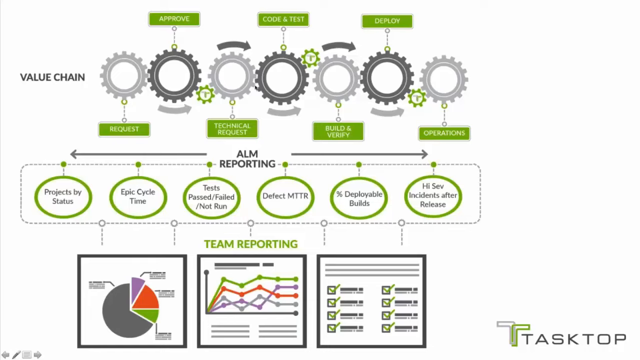And what that's going to do is allow us to start to identify where the bottlenecks are. Are we running into bottlenecks in code and test? If so, now we can start to get a little more specific with some of these metrics and start looking at the defect mean time to resolution, or how many of our builds come out the other end in a deployable state, for example. So rather than focusing on all of these specific technical metrics right out of the gate, we need to figure out where we want to focus our time and energy by starting with that higher level metric.